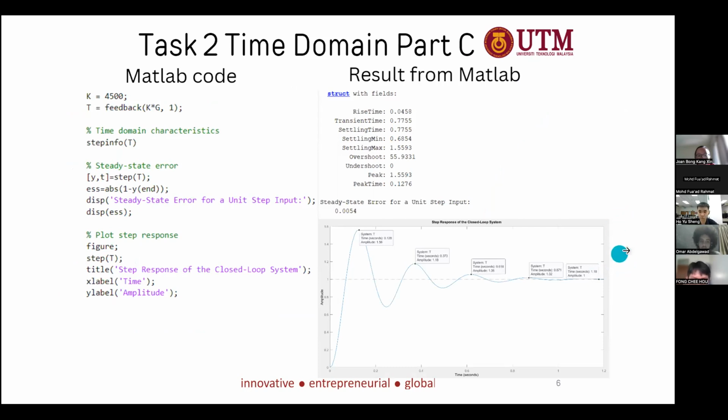I use the MATLAB code to get the closed loop transfer function, and here is the result that I get from the graph. What do you mean by function ABS? ABS is to get the absolute value from the graph. Positive. Yeah, modulus. Okay, all right.